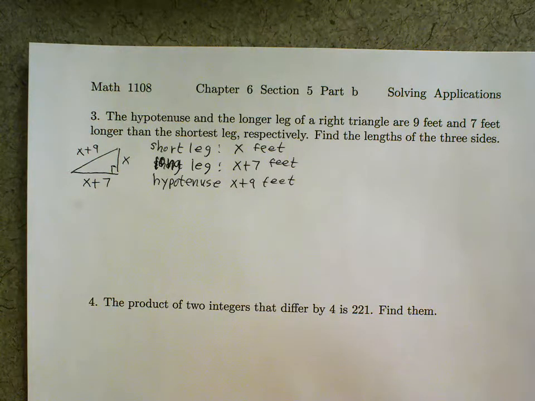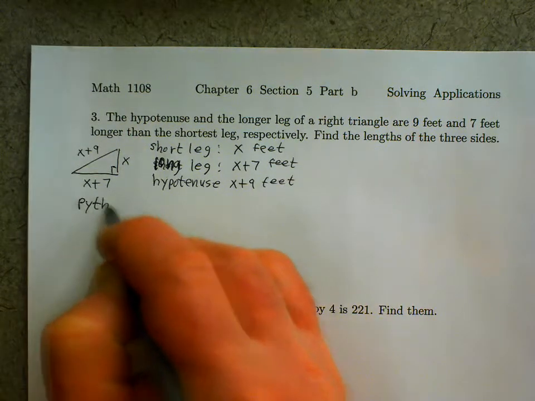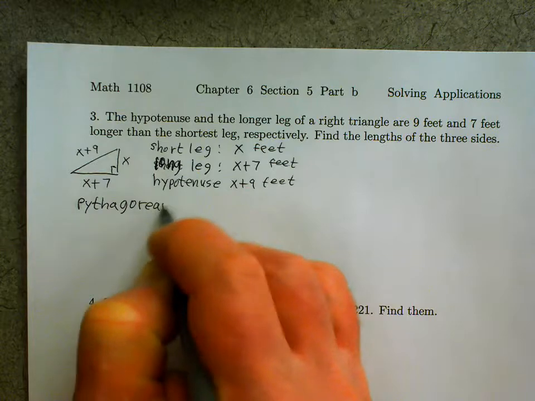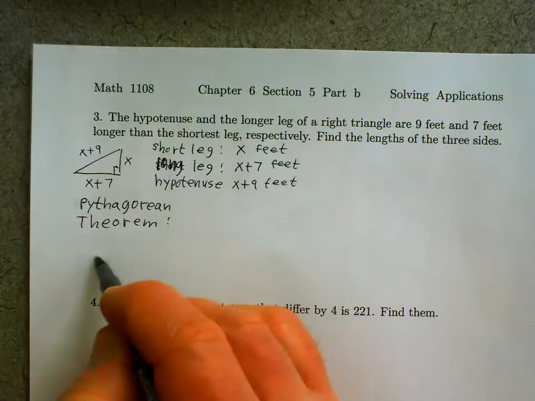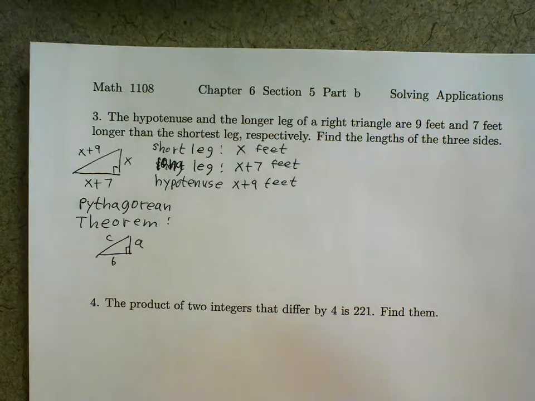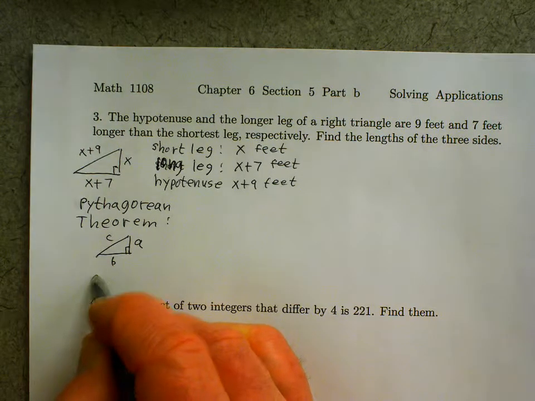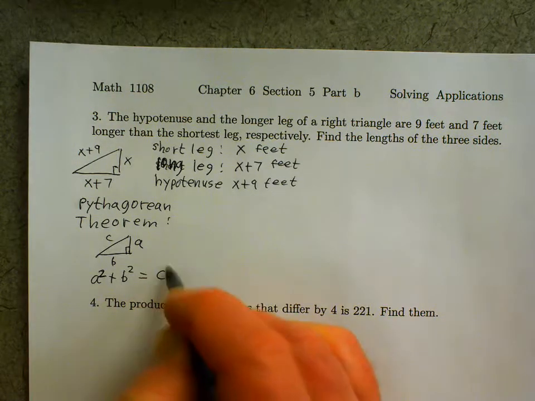Okay, so to find the lengths of the three sides, we can apply the Pythagorean theorem. So a reminder of the Pythagorean theorem, which applies to all right triangles. If you have a right triangle, if the two shorter legs or the two shorter sides are length A and B and the hypotenuse is length C, then the sum of the squares of the two legs is equal to the square of the hypotenuse.